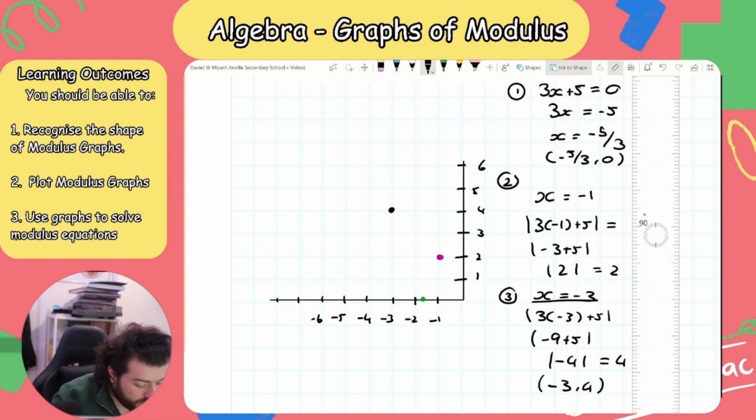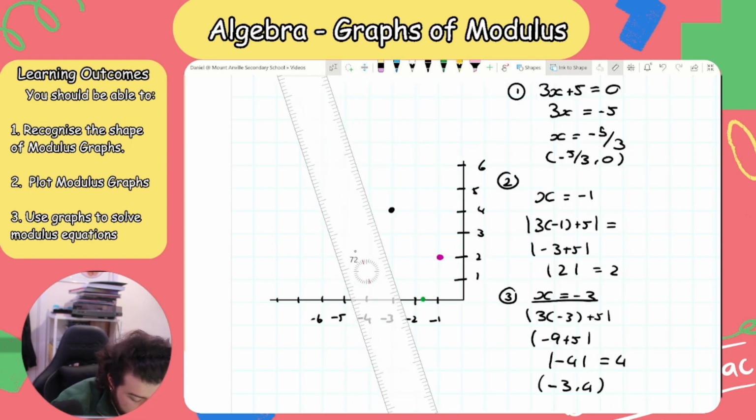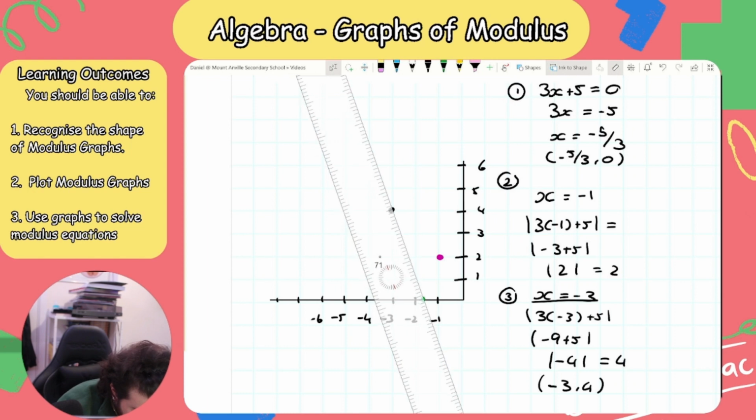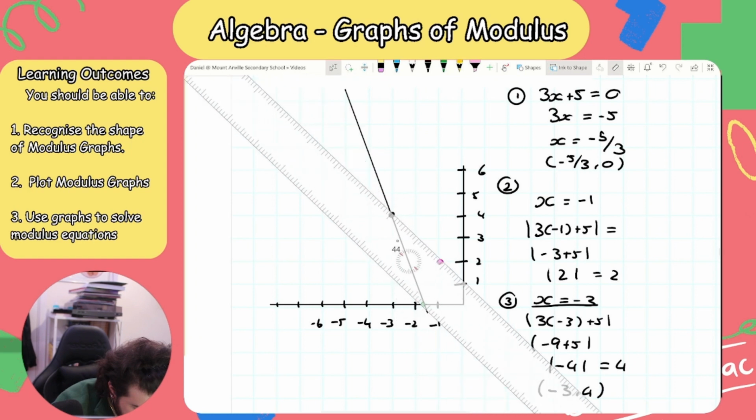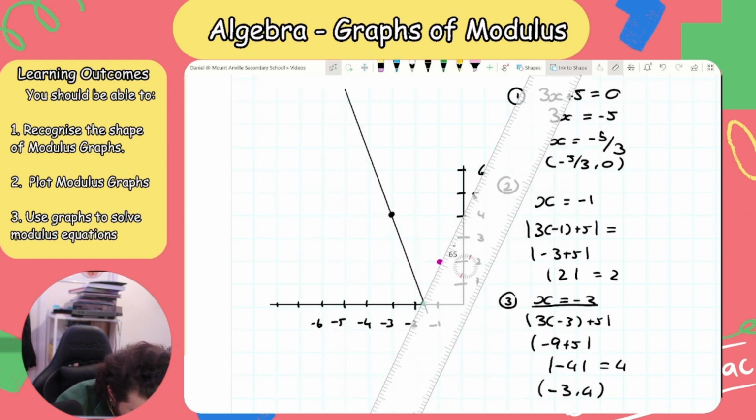Now you take out your ruler and connect them up. So you always connect them like this: this one here connected, and then this one here, connect that up.